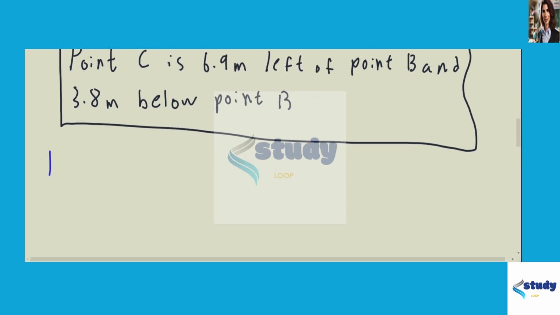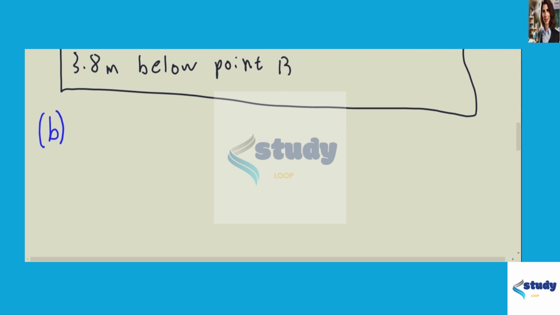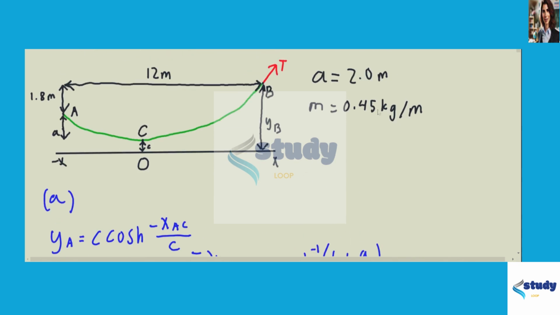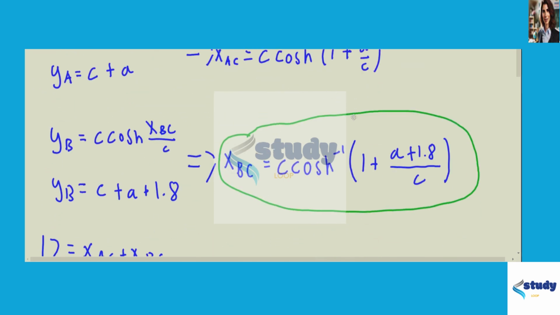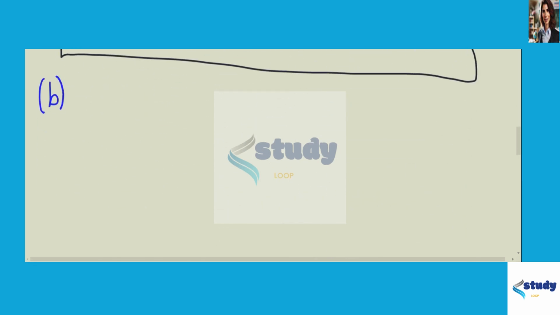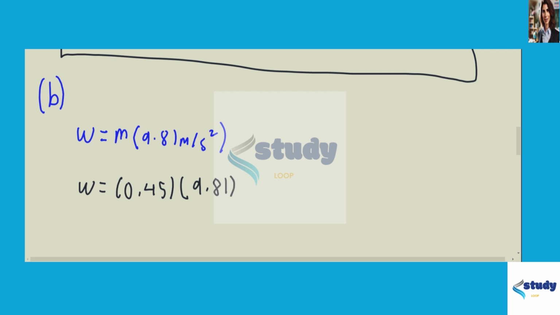We're now going to solve for the maximum tension of the cable at point B. So we're given the mass per unit length. The problem gives us this mass per unit length. And to solve for the tension, we need to convert this to weight per unit length. So weight per unit length is equal to the mass per unit length times the acceleration due to gravity. So we get that weight is equal to 0.45 times 9.81, and this will give us a weight per unit length of 4.4145 newtons per meter.